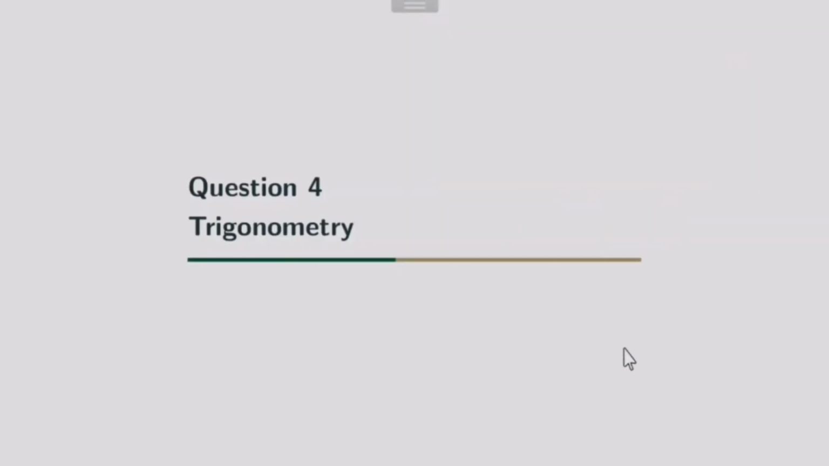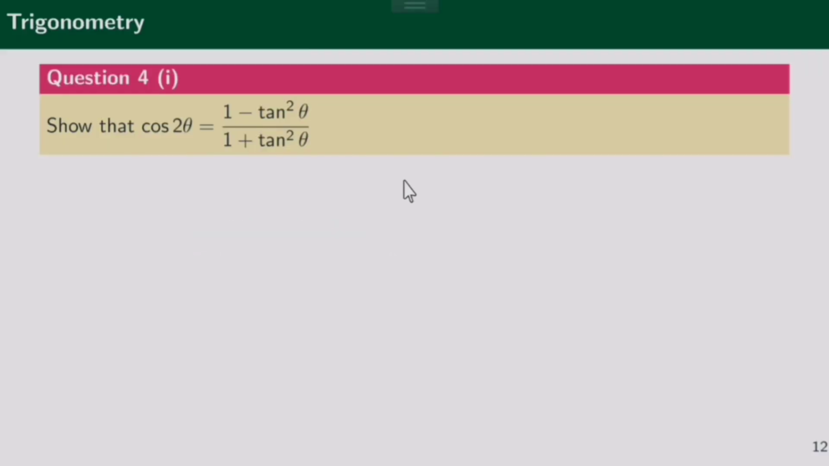Now, question 4 is trigonometry. Let's move on to trigonometry and see how we can solve that problem. Show that cos 2 theta is equal to (1 minus tan squared theta) divided by (1 plus tan squared theta).